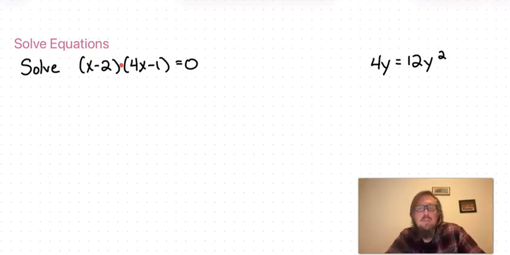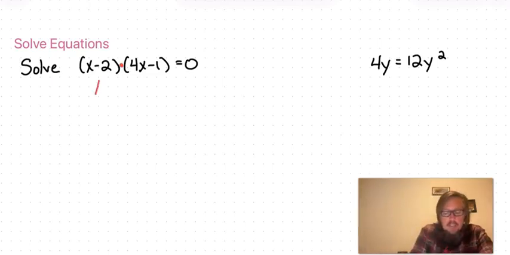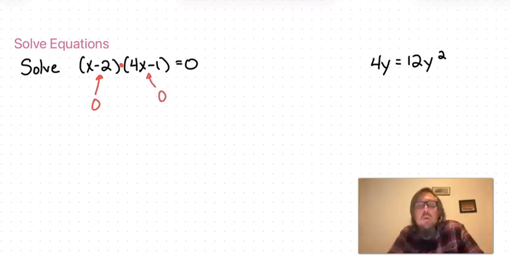When you multiply two things together and you get 0 as the answer, there's only one way that can happen, and that is if you multiply by 0. So we multiplied the first set of parentheses by the second set, and the answer was 0, and that gives us a valuable piece of information. It tells us either this set of parentheses is 0 or this set of parentheses equals 0. Either one of those could be true.